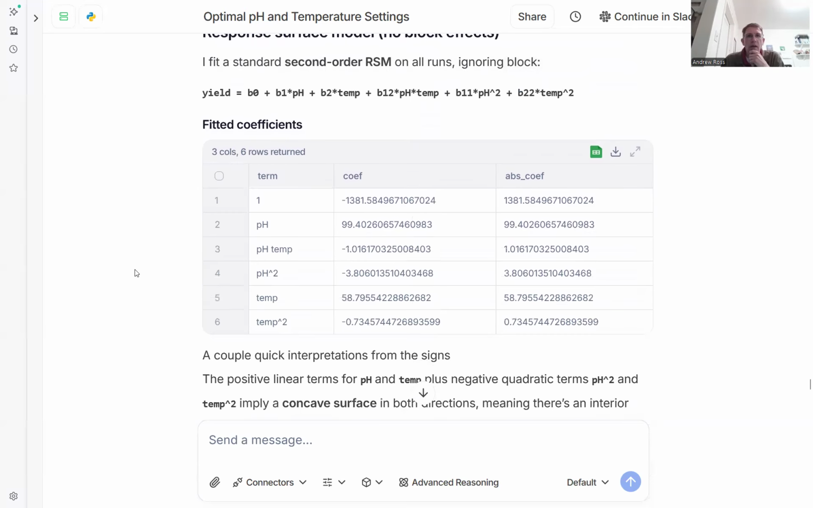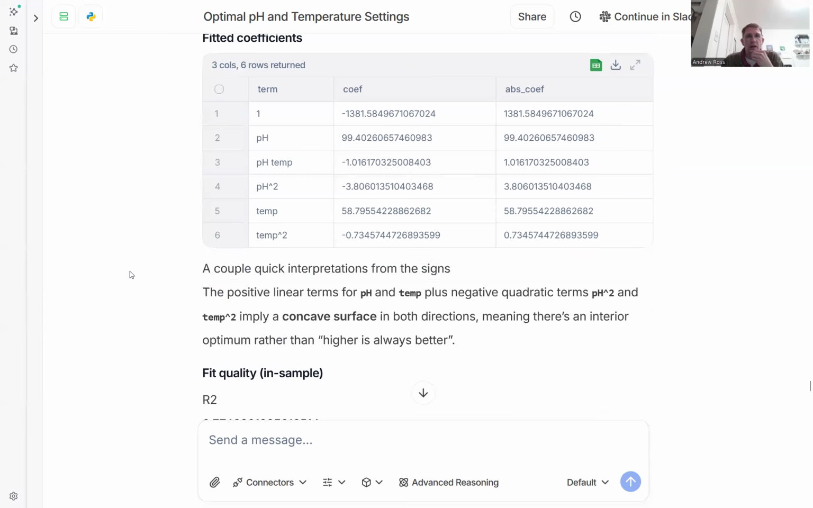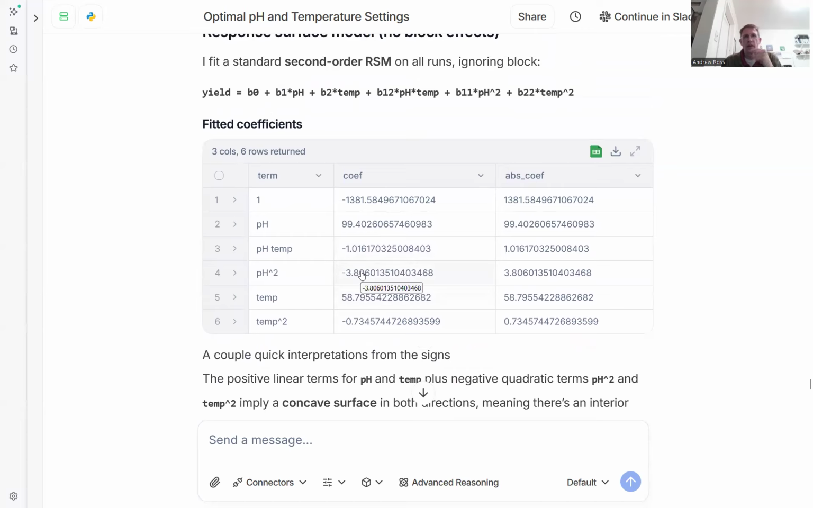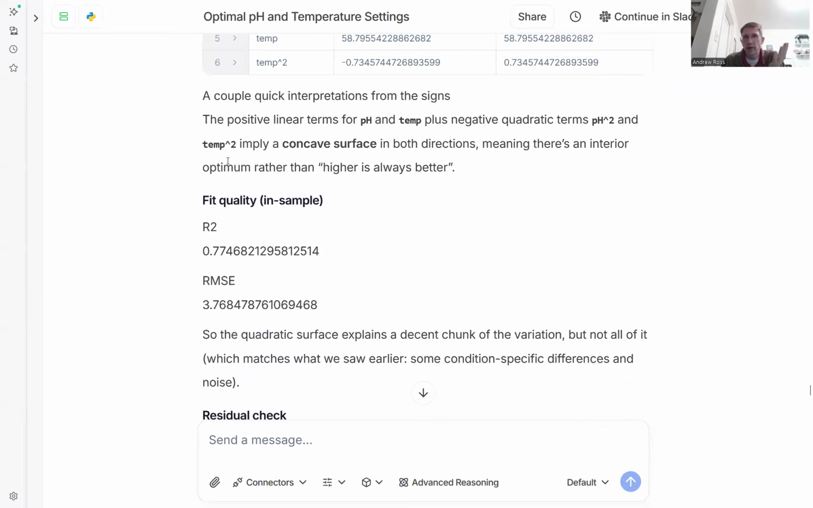So then it gives us all those coefficients that it estimated here. It's hard to interpret those, but it does point out that the coefficient on the squared terms is negative, so we got upside down parabolas rather than right side up parabolas, which is what we expect. It tells us we got an R squared of 0.77. Don't worry if you don't know what that is.